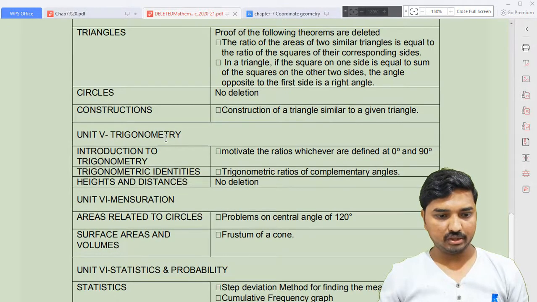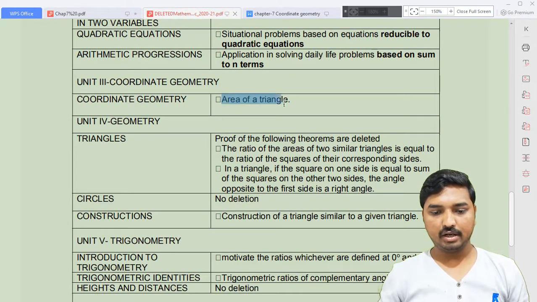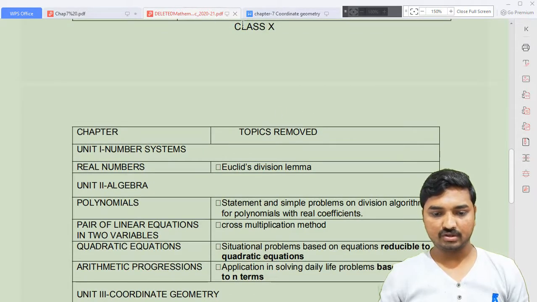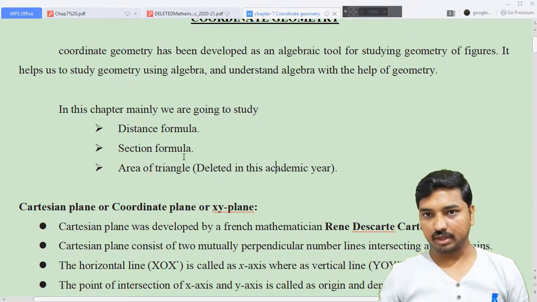Okay, so now look at here, this is trigonometry, introduction to trigonometry, heights and distance. Okay, now look at here, this is actually coordinate geometry, area of triangle. This topic has actually been removed from your syllabus. That's why I'm not going to discuss the area of triangle. If you just study the distance formula and section formula, it will be enough for this academic year.